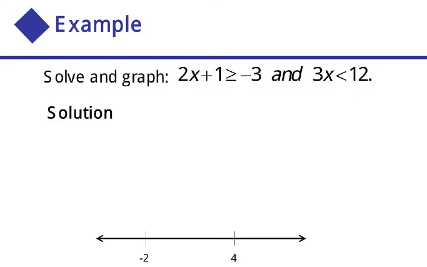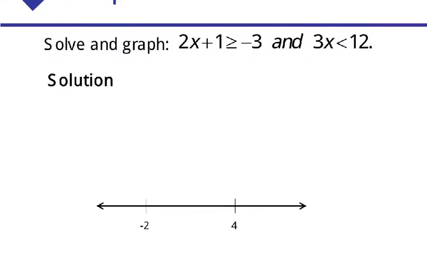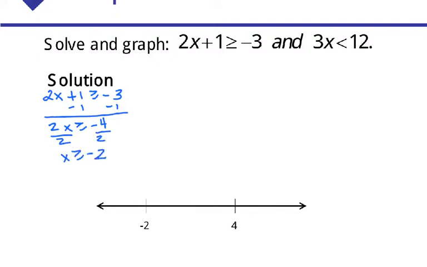So let's go ahead and solve and graph this problem. And I'm going to move it up just a little bit so I have a little more room to work with. And for the solution, we're going to solve each inequality separately and graph it. And we're going to look for where they intersect. So we're going to have 2x plus 1 is greater than or equal to negative 3. Subtract that 1 from both sides. 2x is greater than or equal to negative 4. So x is greater than or equal to negative 2.